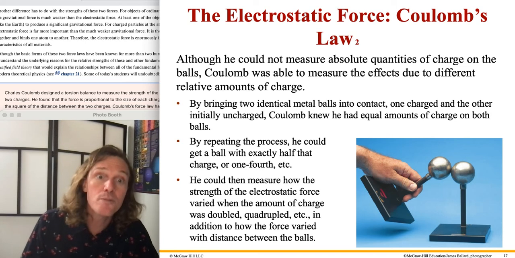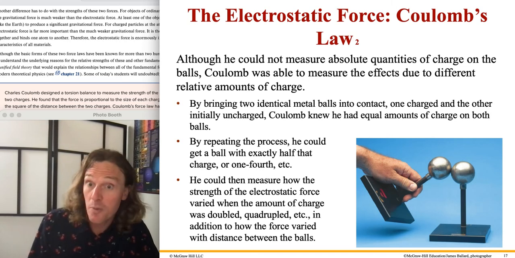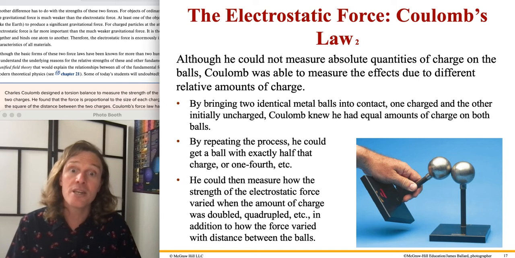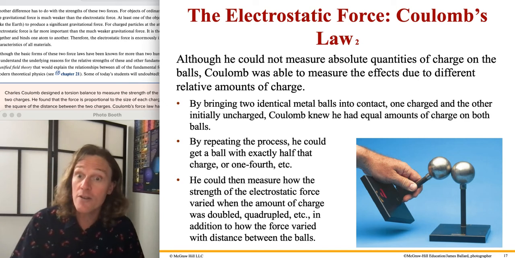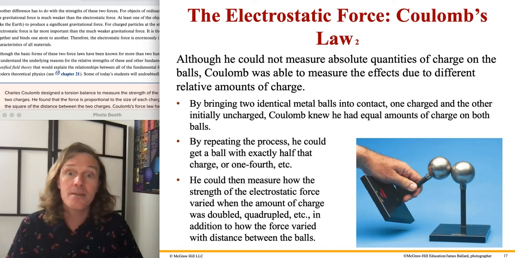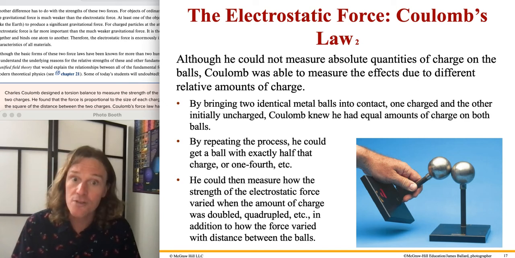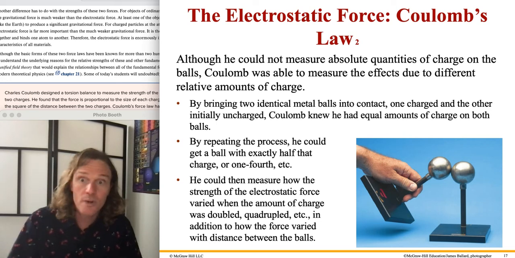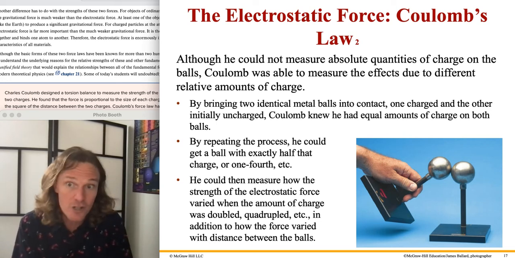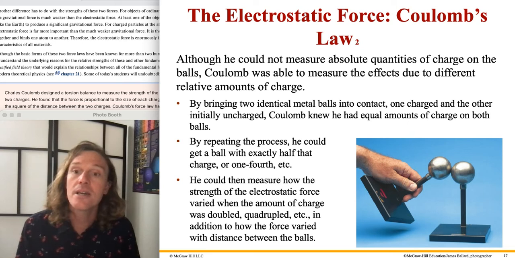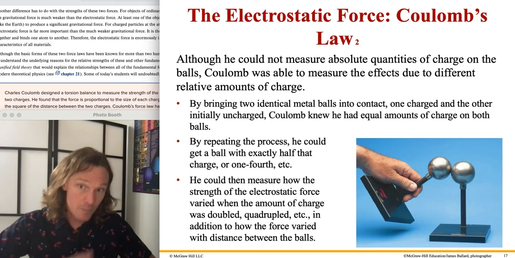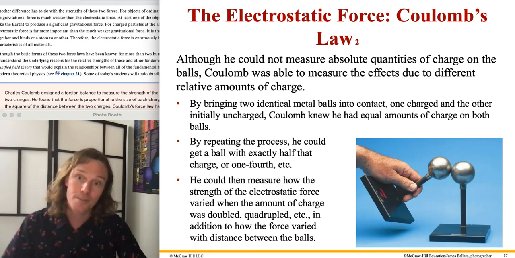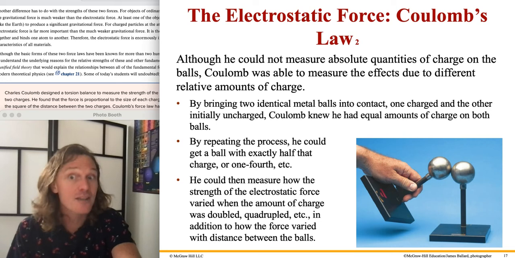Okay, so Coulomb knew he had equal amounts of charge on both balls. He can now separate them, but he can then repeat the process. He could get a ball with exactly half that charge or 1/4 the original amount. He could then measure how the strength of the electrostatic force varied with those amounts, double, half, and so on, right? So he can get down to whatever was his limit of having enough charge left, whether that's 1/8 or 1/16 or whatever. So you actually have an important number of data points to look for the mathematical relationship between them, leading to an actual equation.